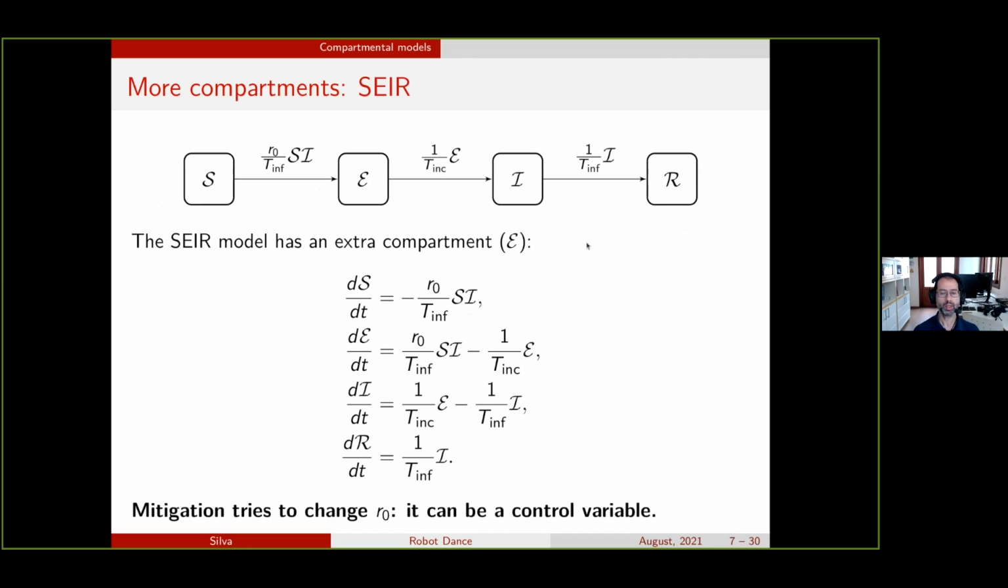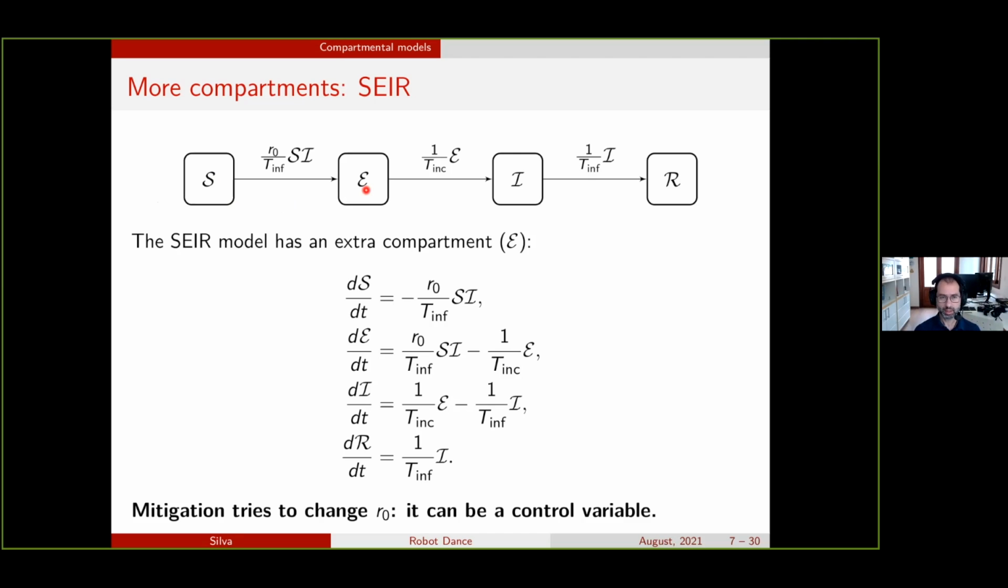Okay, and then you can start thinking about how to better model your disease. For example, in the case of COVID-19, there is an important state, which is the people that are already exposed to the disease, but are not infecting other people yet. So we add this extra compartment called the exposed compartment. So you have a new variable, which is the E variable. Now when a person gets infected, they go to the exposed compartment, but they don't transmit the disease yet.